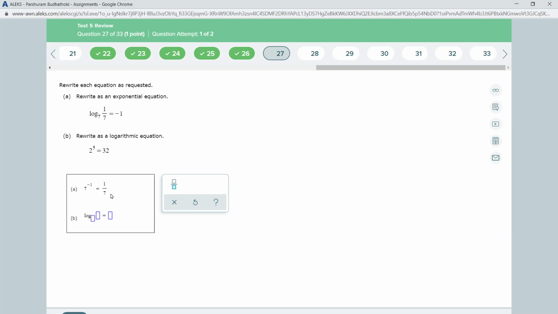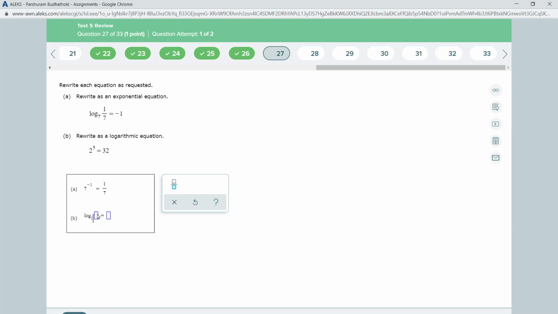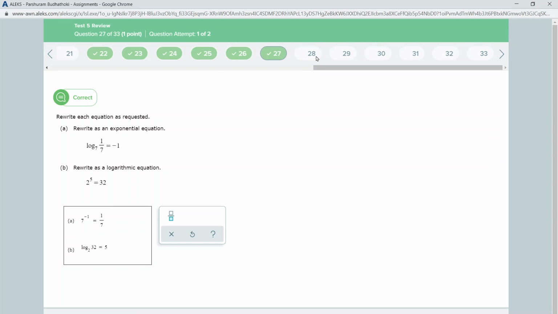And for this one, if you use the same formula, you can see that a is 2, y is 5, and x is 32. So this is part A. Part B, if you want to convert that into the log form, y is on the exponent, so 5 equals log base 2 of 32. So log base 2 of 32 is equal to 5. You just have to know that equivalent form and you're fine.